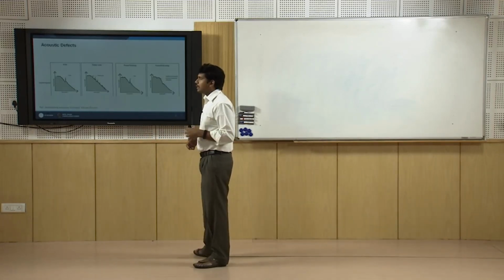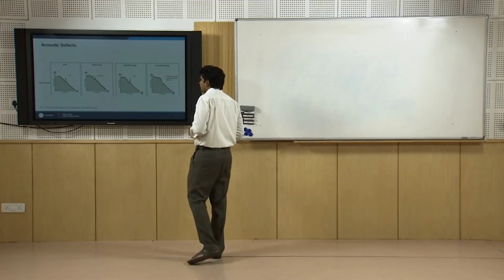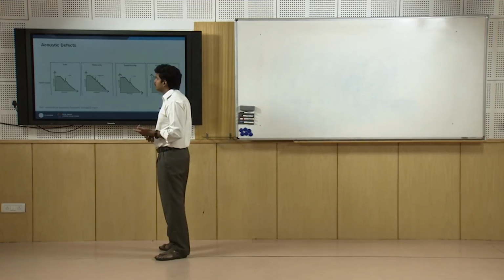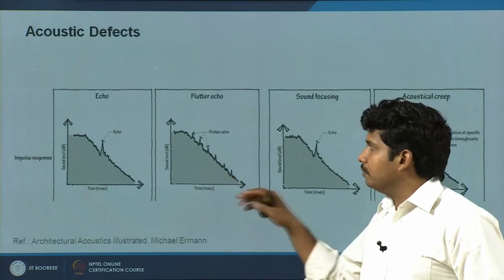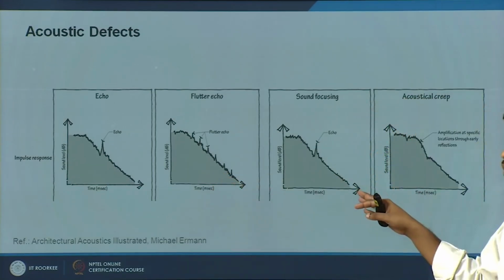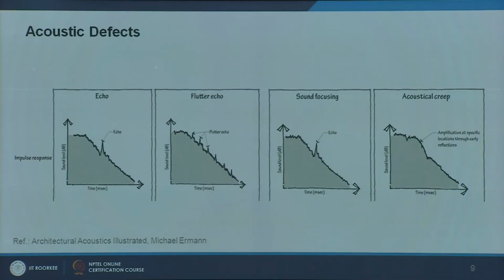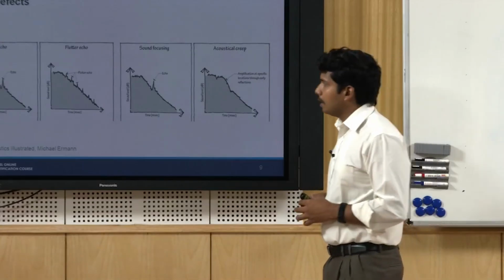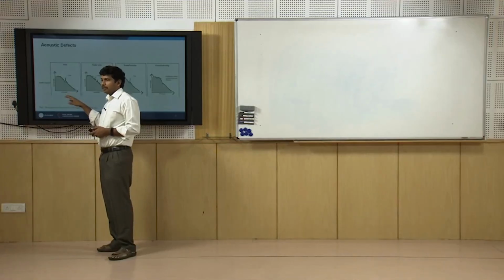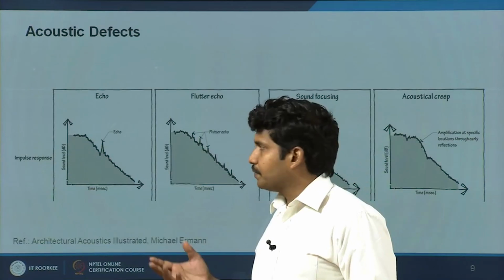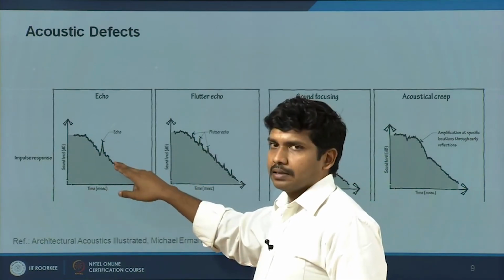Apart from this, there are certain things called acoustic defects. Four commonly met defects are: first, echo; next, another version of echo called flutter echo; another phenomenon called sound focusing; and another one called acoustical creep. These are four commonly incurred acoustical defects in a hall. Here you have to differentiate between echo and reverberation time. Echo is also a reflection of sound, but a very sharp reflection.